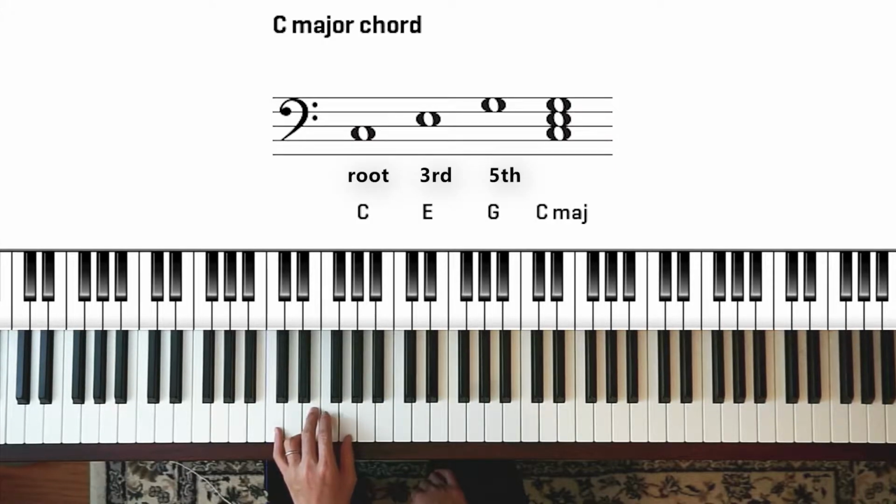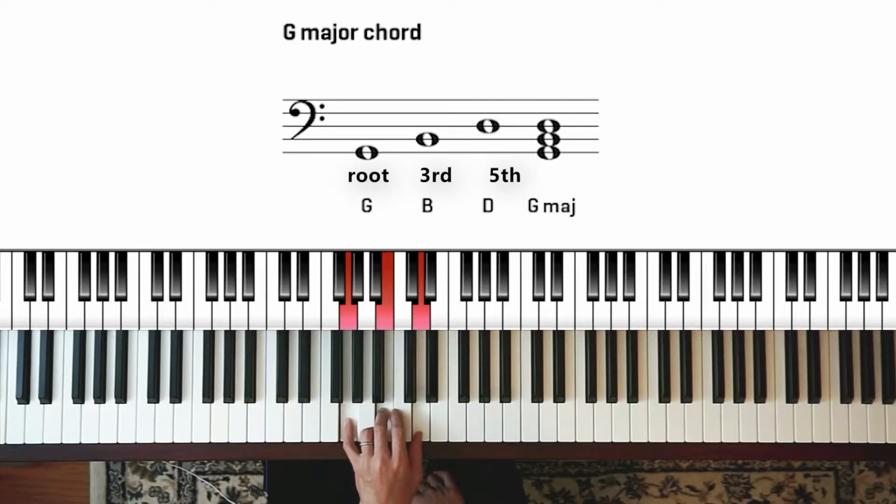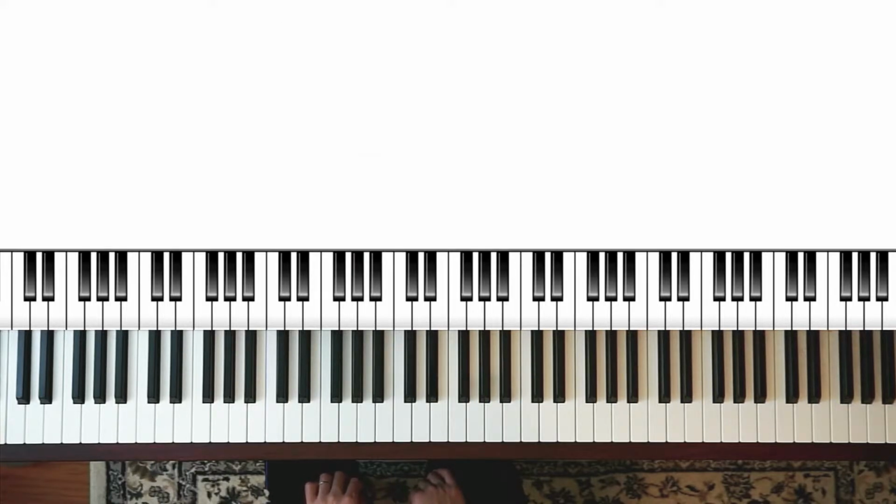To build a chord, as you can see, you'll be skipping the notes on the piano. So the bottom note of the chord is the root, skip a note, E, skip a note, G. So C, E, G is a C chord. And again from F, skip a note, F, A, C is an F chord, and G, B, D is a G chord.